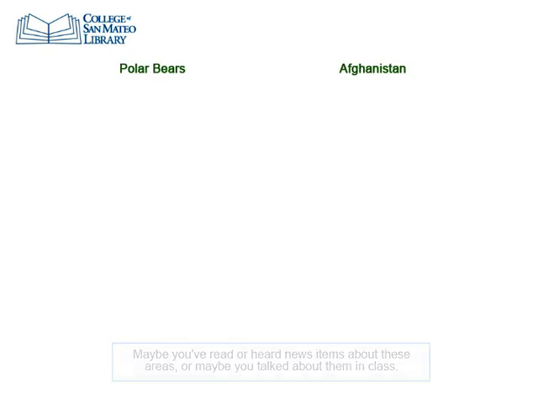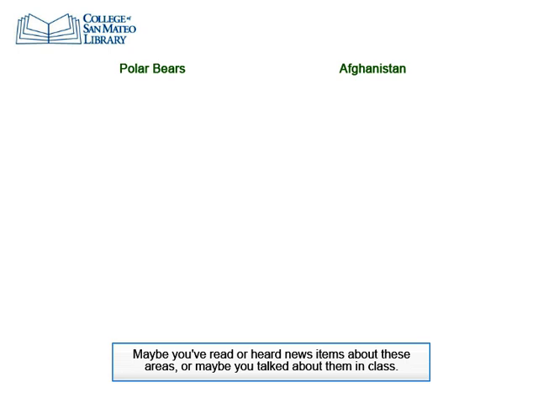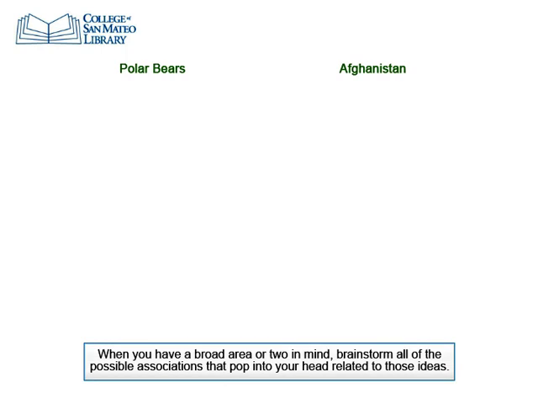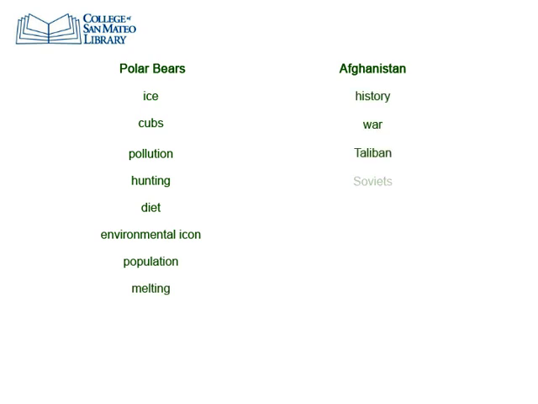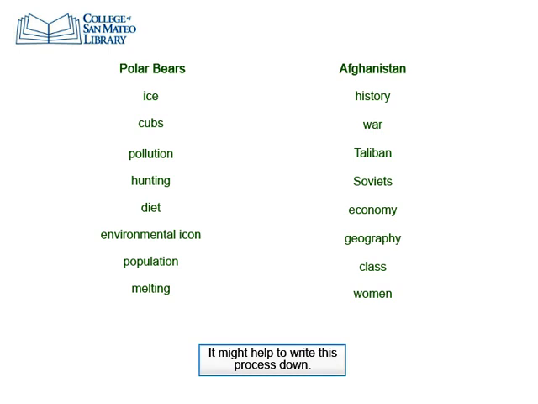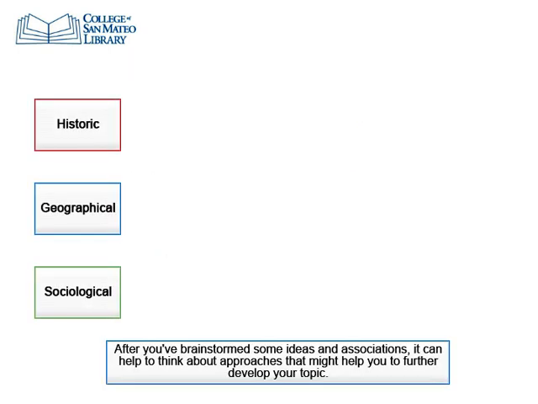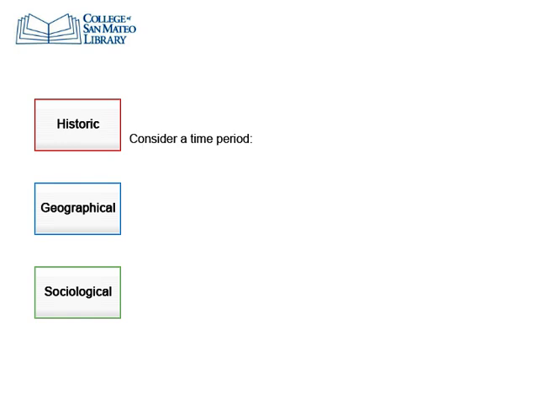interested in studying. Maybe you've read or heard news items about these areas, or maybe you talked about them in class. When you have a broad area or two in mind, brainstorm all of the possible associations that pop into your head related to those ideas. It might help to write this process down. After you've brainstormed some ideas and associations, it can help to think about approaches that might help you to further develop your topic.